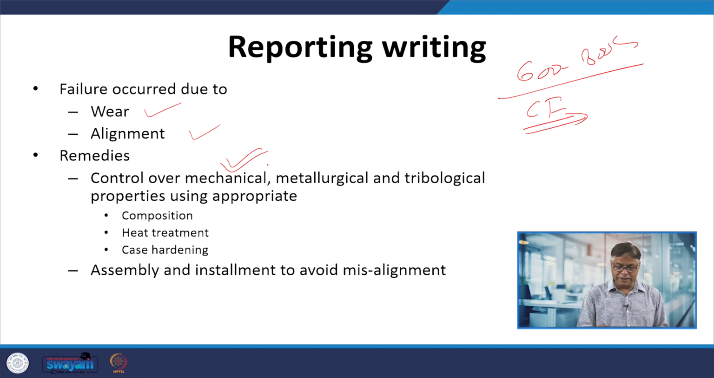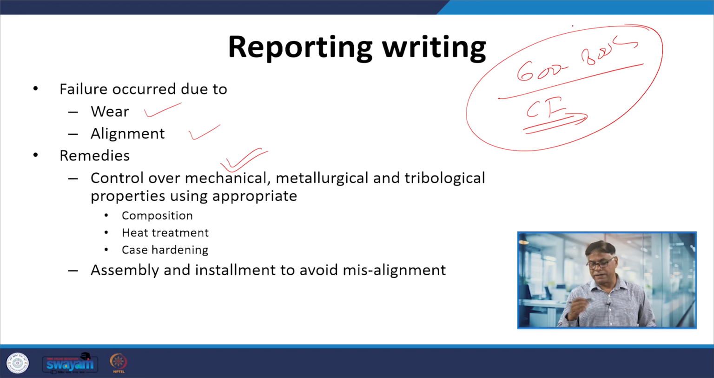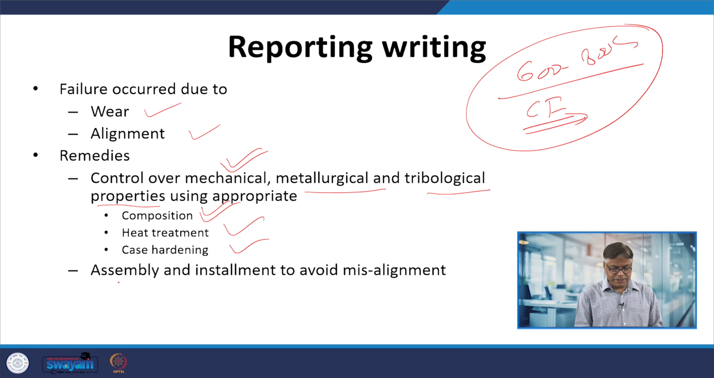So, it is important that properties are controlled to offer the desired hardness and the desired resistance to thermal softening at elevated temperature, having the desired microstructure and the desired set of properties through suitable composition, heat treatment and case hardening. Additionally, assemble and install the guides properly, so that there is no misalignment. So, that is all from my side. Thank you for your attention.